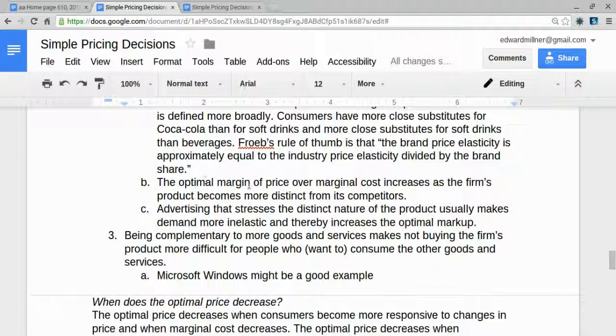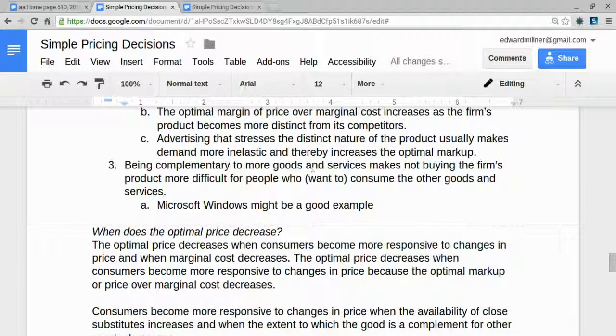This tells us that the optimal margin of price over marginal cost increases as the firm's product becomes more distinct from its competitors. The more differentiated, the more distinct your product is, the less responsive your consumers will tend to be to changes in your price, which means the higher the optimal margin is, and in turn, holding marginal cost constant, the higher your price will be. Also, advertising that stresses the distinct nature of the product usually makes demand more inelastic and thereby increases the optimal markup.